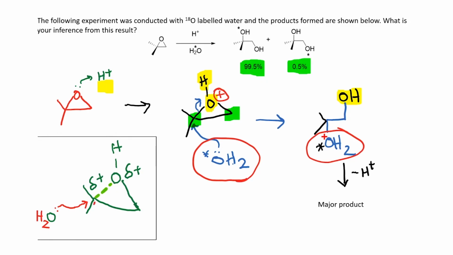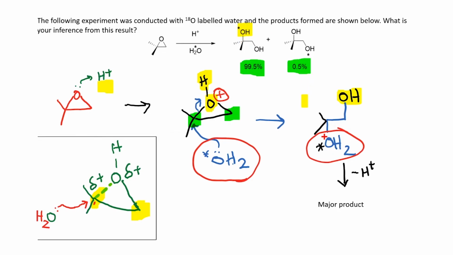Okay, so this is something that we can infer, that the carbon oxygen bond after protonation has already started breaking, and therefore between these two centers, clearly the more substituted carbon is better able to accommodate the positive charge, and so this bond breaks in preference to the other one.